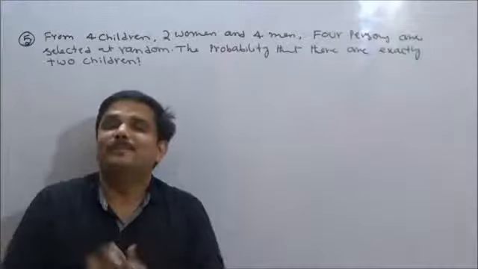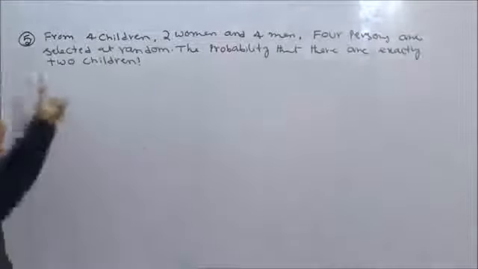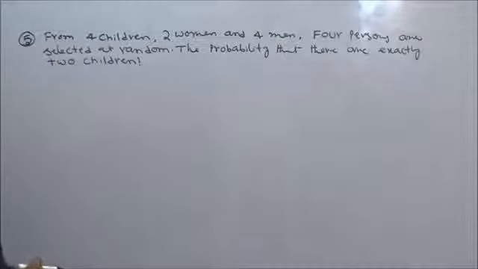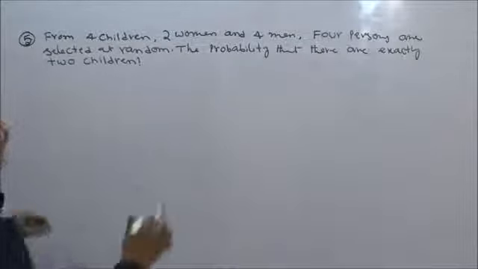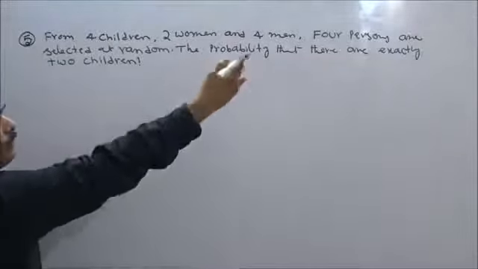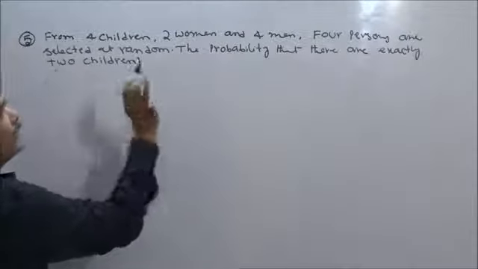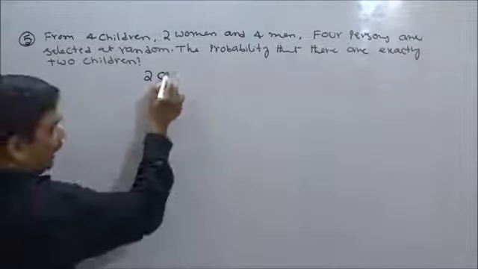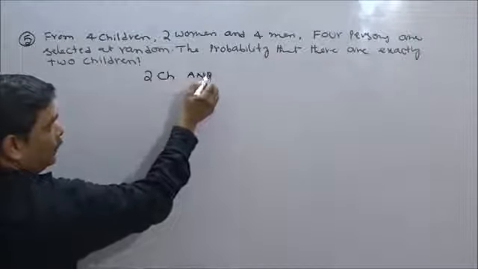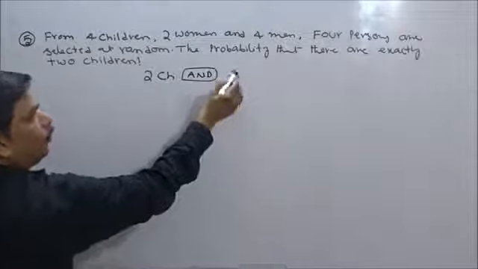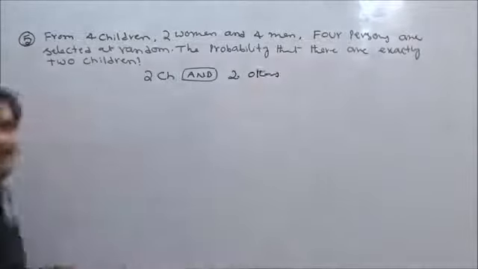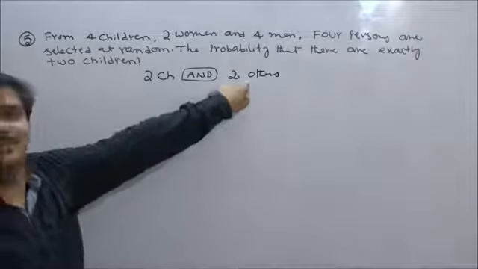Now, another simple question, students. Now you do this one. From 4 children, 2 women and 4 men, 4 persons are selected at random. The probability that there are exactly 2 children. Simply we can go like this. What do you mean by selecting 4 persons? And out of 4, exactly 2 children should be there. Means 2 children, right? And 2 children. This is and 2 can be any others. Simple, right? If you know this one, doing the question is very simple.